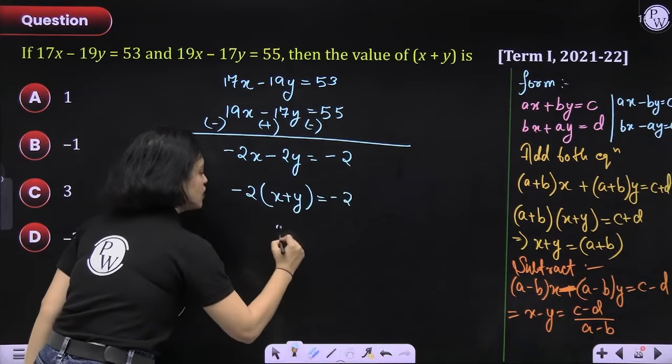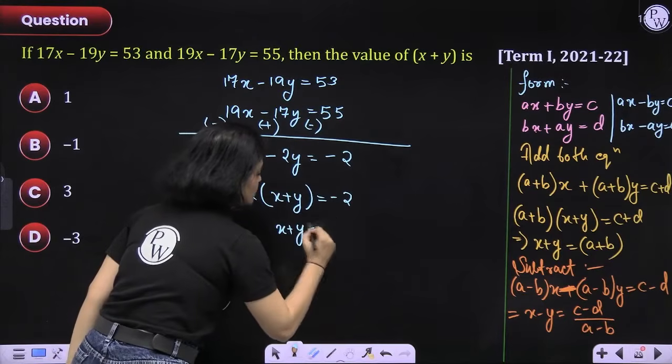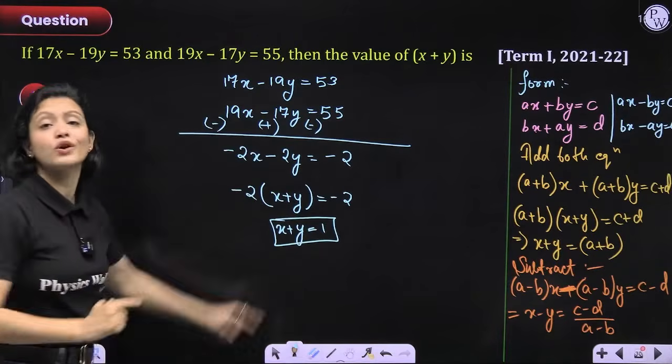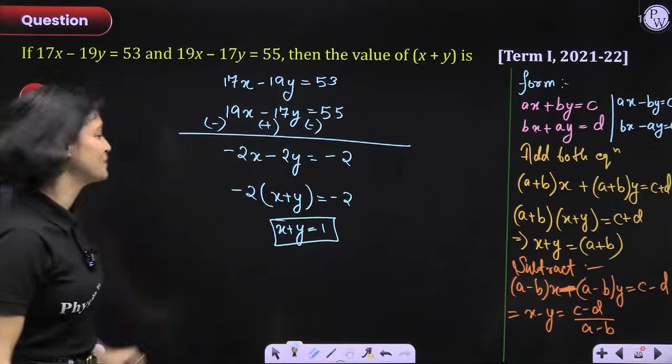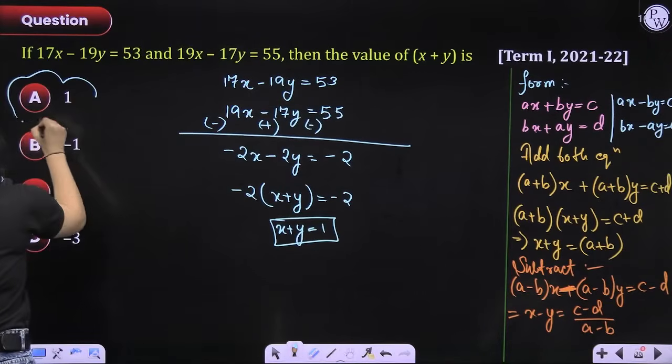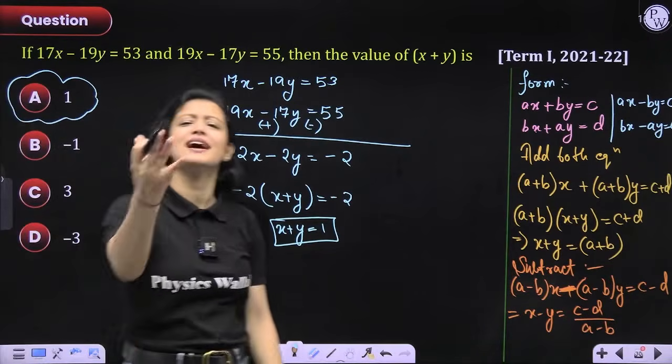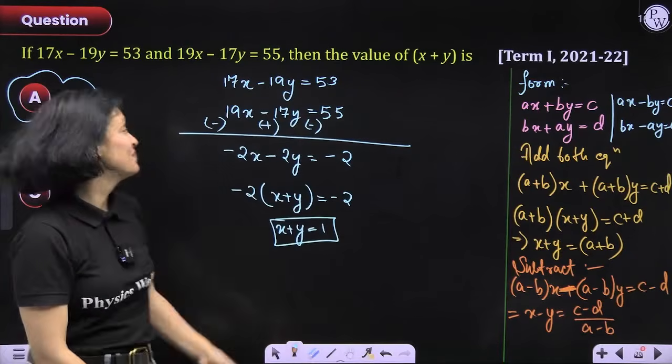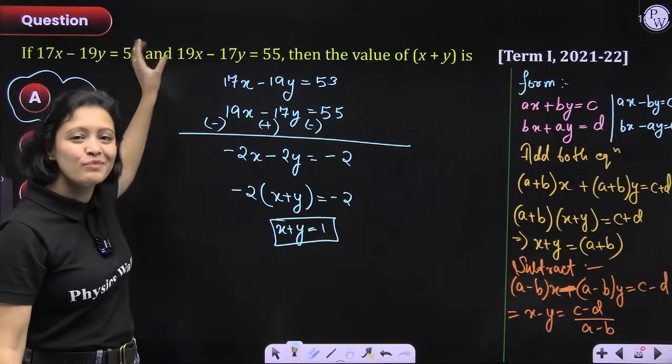Now minus 2 can go on the other side and x plus y comes out to be 1, and we are done because this is what we had to find. x plus y equals 1, right? So the correct answer is option number 1. Everyone that gave the correct answer, kya baat hai? Well done, guys. So remember, when you have such types of problems, use your brain.